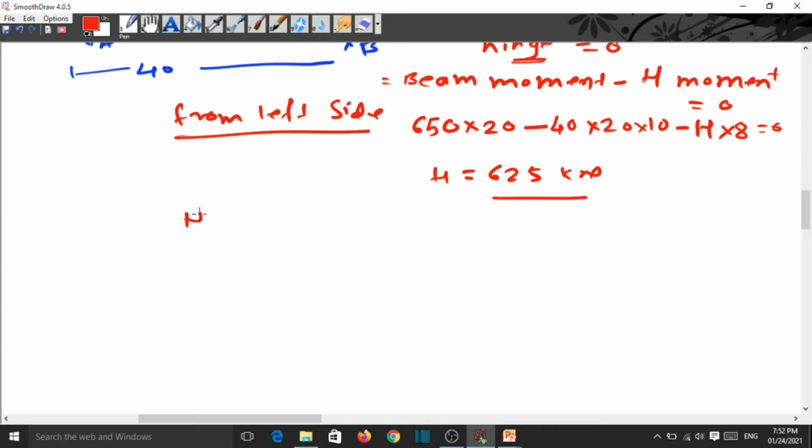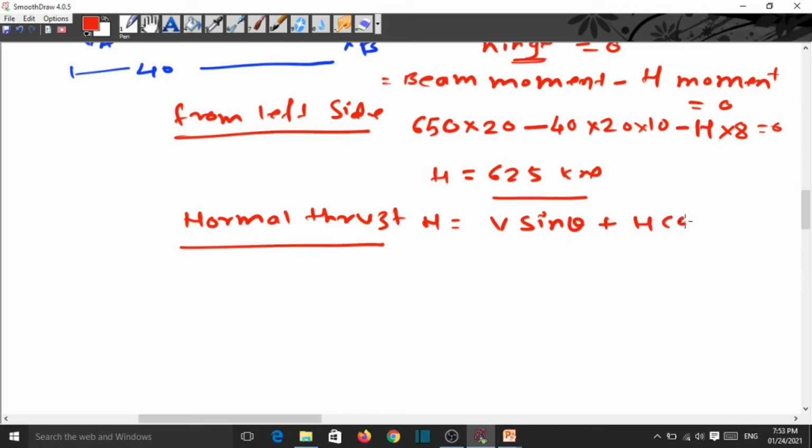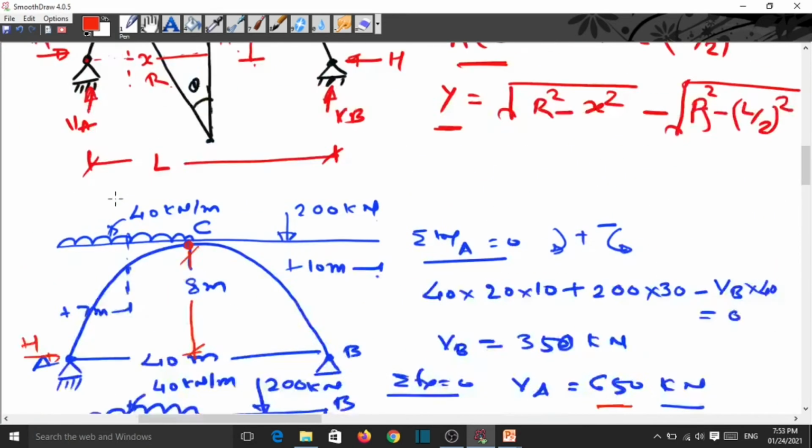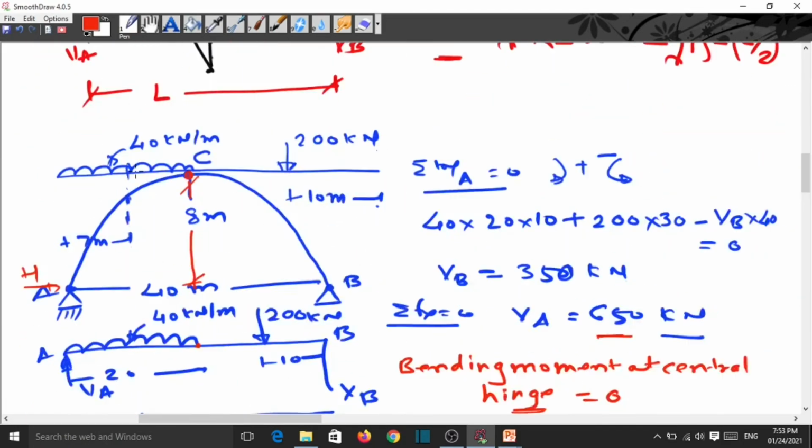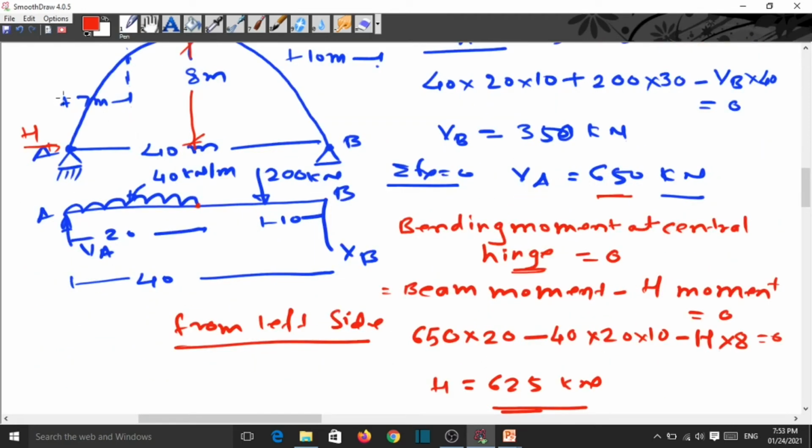Now next is to find the normal thrust. That is N is equal to, we know the formula, V sin theta plus H cos theta. So here we have H as 625. Now V is the vertical shear force at the 7 meter, because as per the problem we want it at 7 meter. So here, this is the 7 meter. Drop this here, so also it is 7 meter. So we want V at the 7 meter.